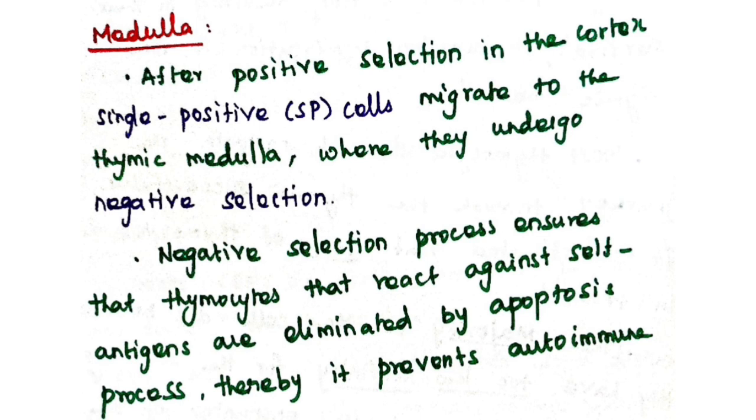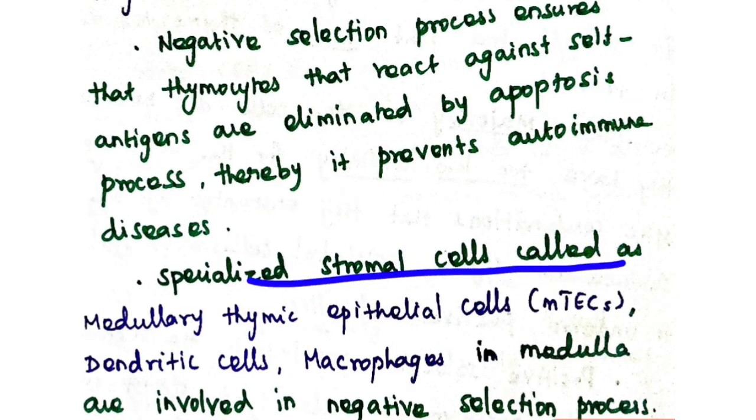So the cells which won't react with self-antigen only leave the medulla. These cells are known as mature T cells. Then specialized stromal cells called medullary thymic epithelial cells, dendritic cells and macrophages are populated in the medulla. These three cells are involved in the negative selection process.